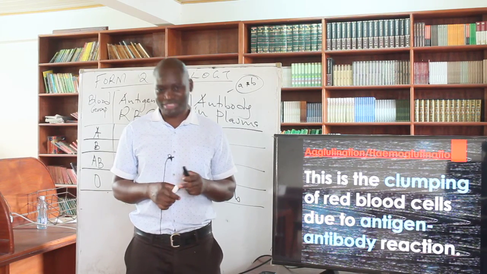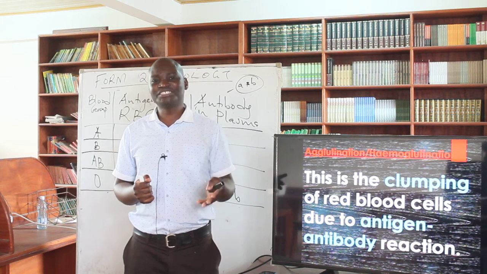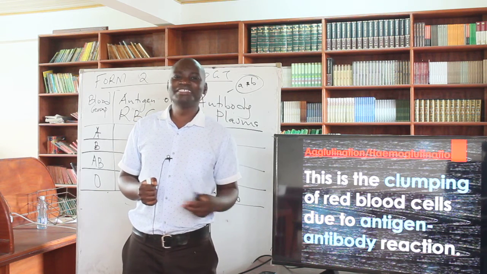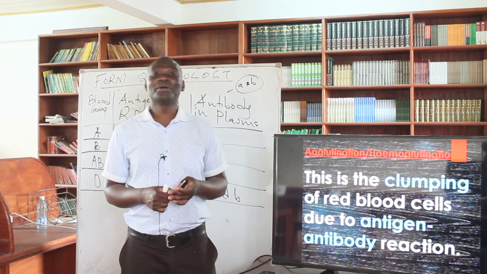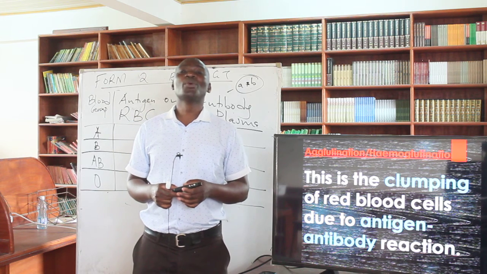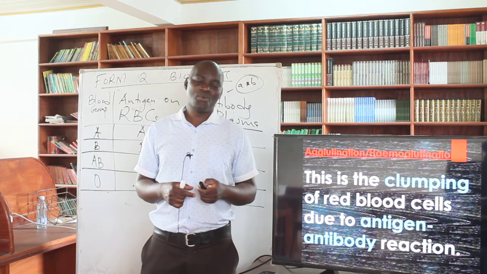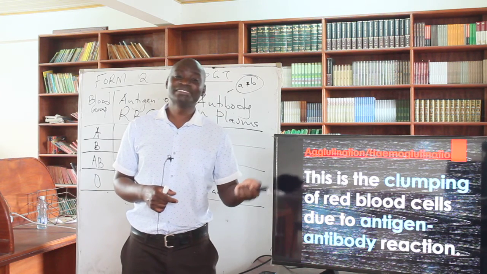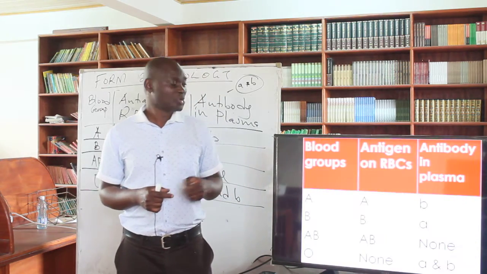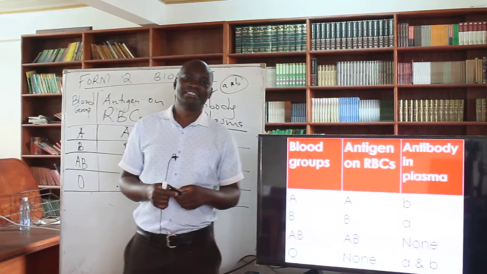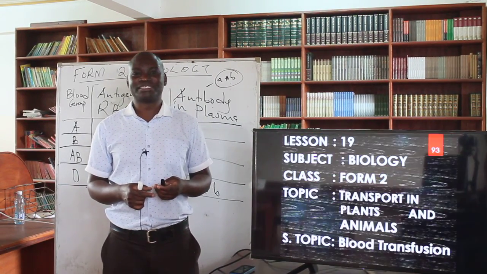Agglutination is not clotting. Agglutination involves the reaction between antigen and antibody when they correspond. Agglutination takes place within undamaged blood vessels, while clotting majorly occurs on damaged blood vessels. So we have talked about the blood groups, antigens and antibodies present.